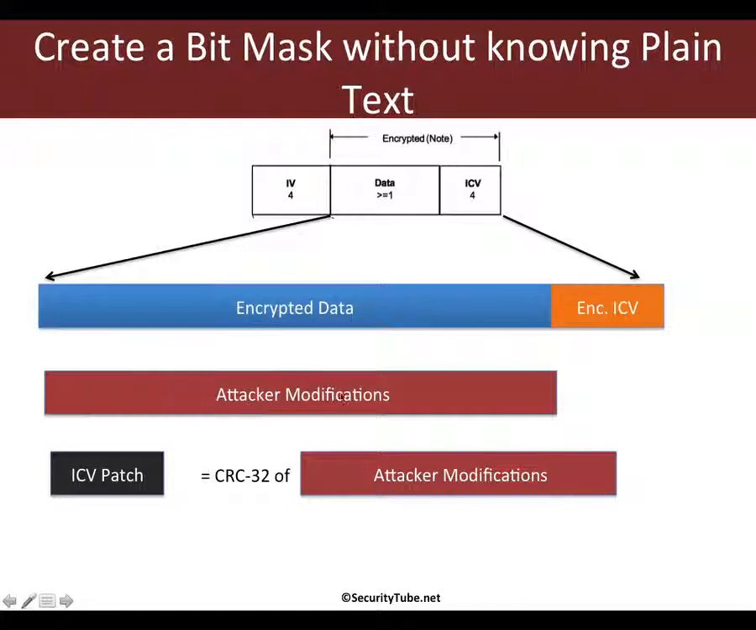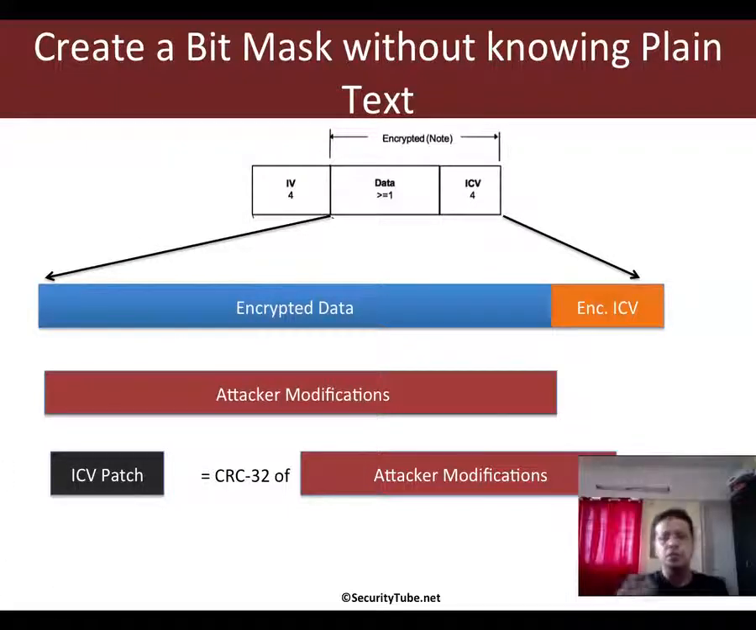So attacker modifications is just a bit mask which I have created, and what I'm going to do next is run the CRC32 algorithm, which is exactly what is used to calculate the ICV, on this bit mask. And what I get as output is an ICV value, which we will see in the next slide will act as a patch for the original ICV.